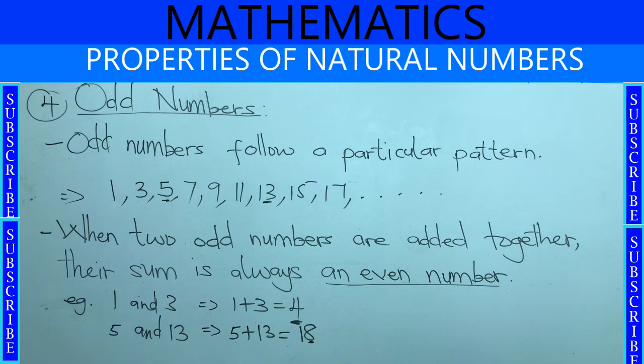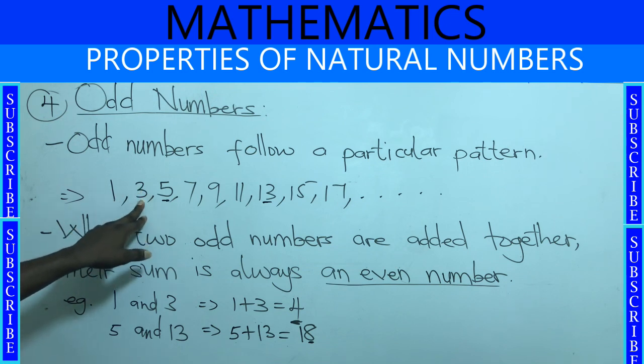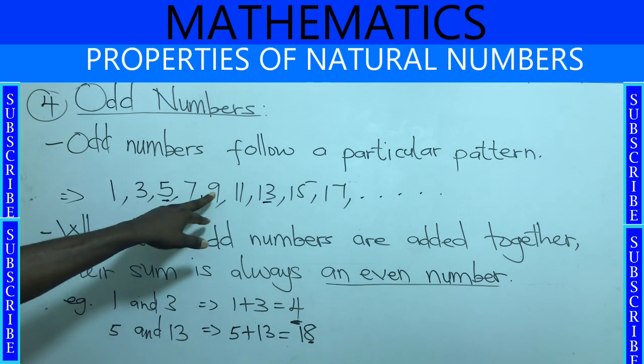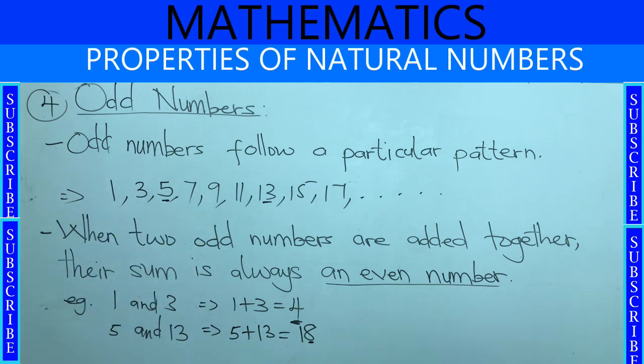So we have taken a look at one. Odd numbers follow a particular pattern. Remember, we list odd numbers by beginning from 1. To obtain the next odd number, you add 2 to the previous one. You add 2 to 1, you have 3. Add 2 to 3, you have 5. Add 2 to 5, you have 7. Add 2 to 7, you have 9. And then it continues in that order.